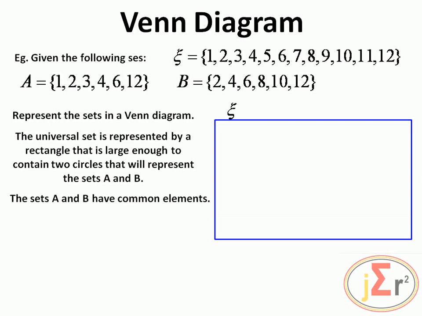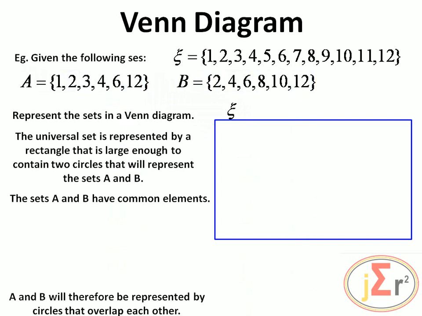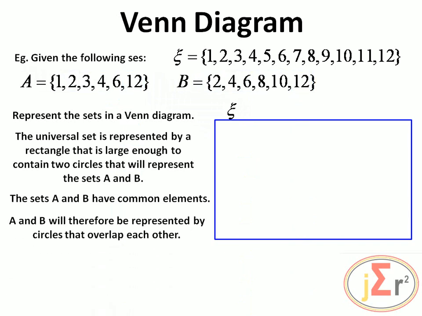They are going to be inside of that Venn diagram. So the sets A and B have common elements. How do we know? There we have 2 that is present in A and B, and also 4. 6 is present in both sets, and finally we have 12 present in both sets. So we know that the sets will have an intersection. A and B will therefore be represented by circles that overlap each other.